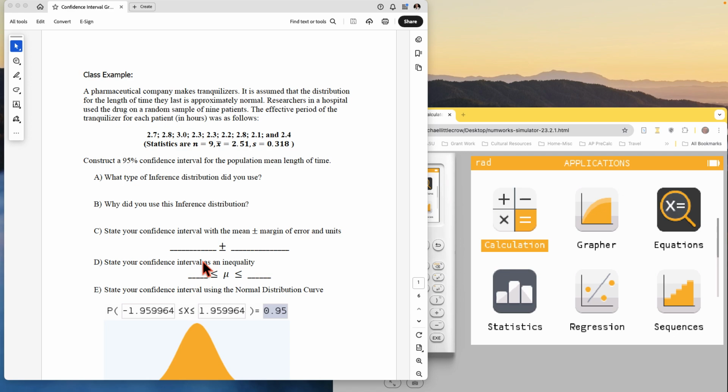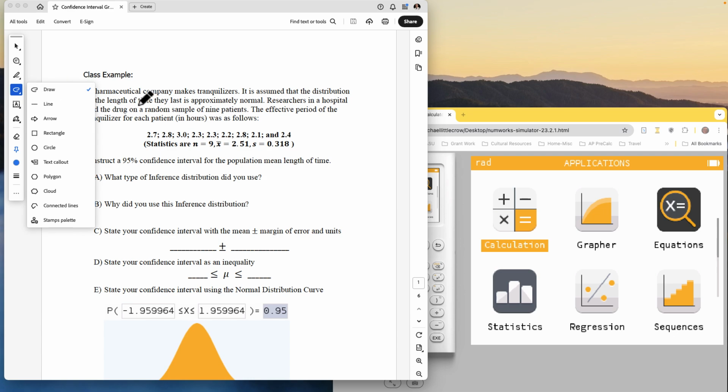Question for confidence intervals. Let's take a look at this one together. So we've got a pharmaceutical company that's making tranquilizers. We assume that the distribution of the length of time is approximately normal. That's important because we'll see in a moment. Researchers in a hospital use the drug on a random sample of 9 patients. This is why it's important.